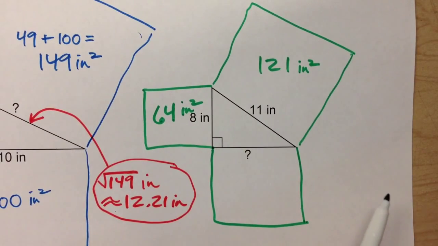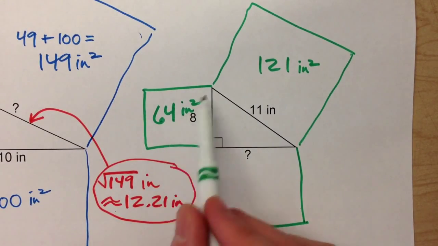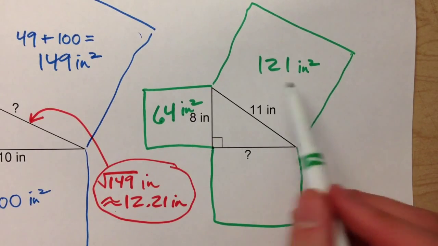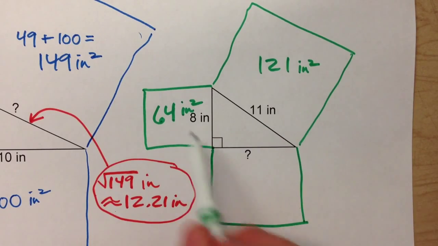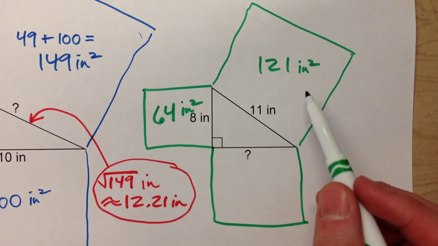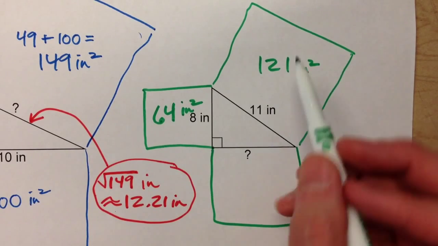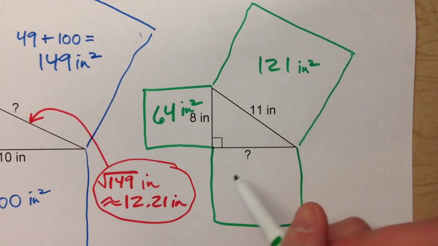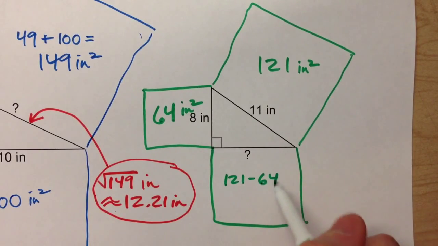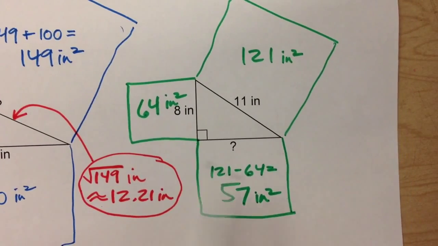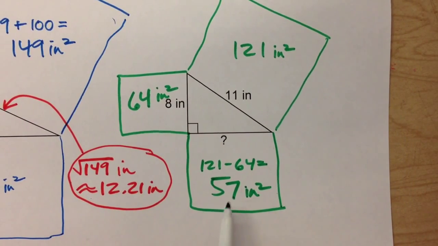Remember, the Pythagorean theorem says the areas of the squares attached to the legs, that means these two, add up to the area of the square attached to the hypotenuse. So the two small squares have to add up to the big square. So basically it's 64 plus what would get us 121. If I do 121 minus 64, I'll find that this area has to be 57 square inches, because 64 plus 57 adds up to 121.